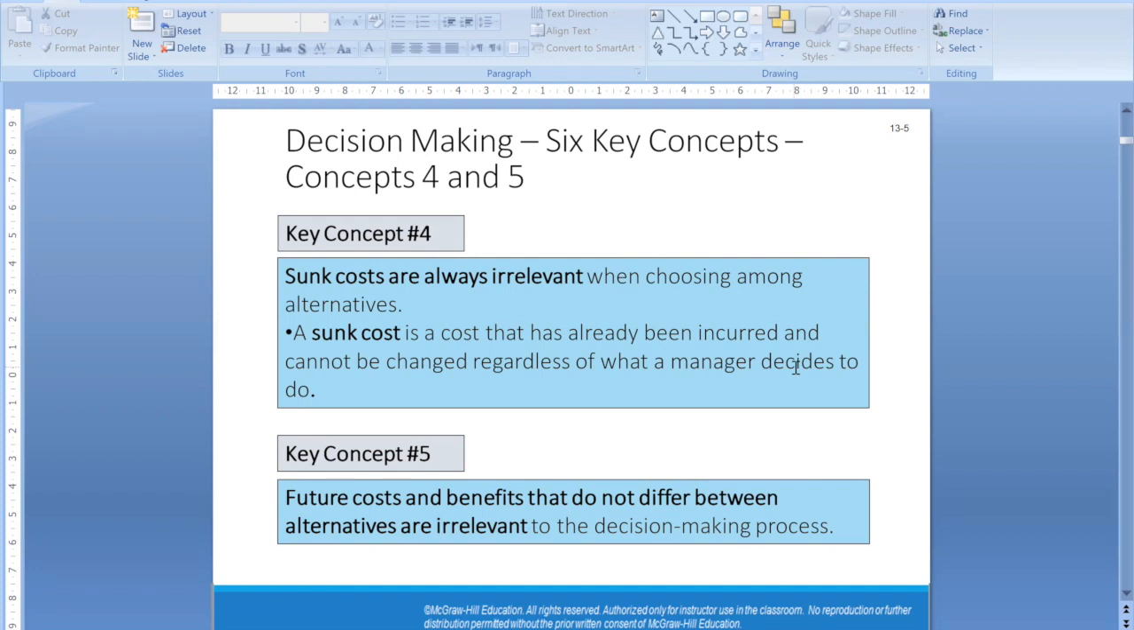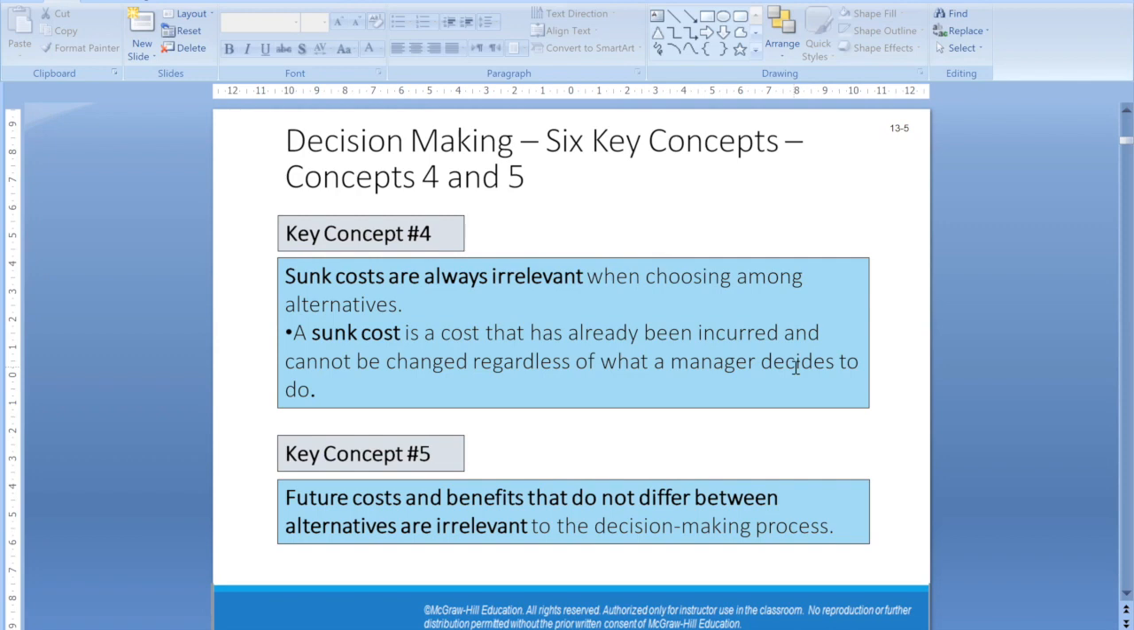Future costs and benefits that do not differ between alternatives are also irrelevant for the decision-making process. You have the same cost between option A and option B, so it will be irrelevant. Why? Because if I'm choosing A, I will pay that much. If I'm choosing B, I will pay the same amount. So it will be irrelevant for our decision.